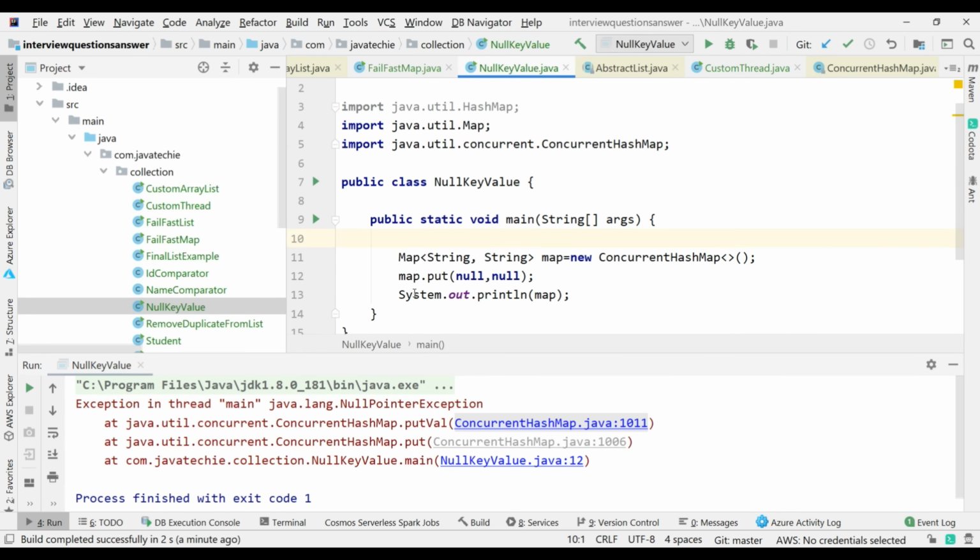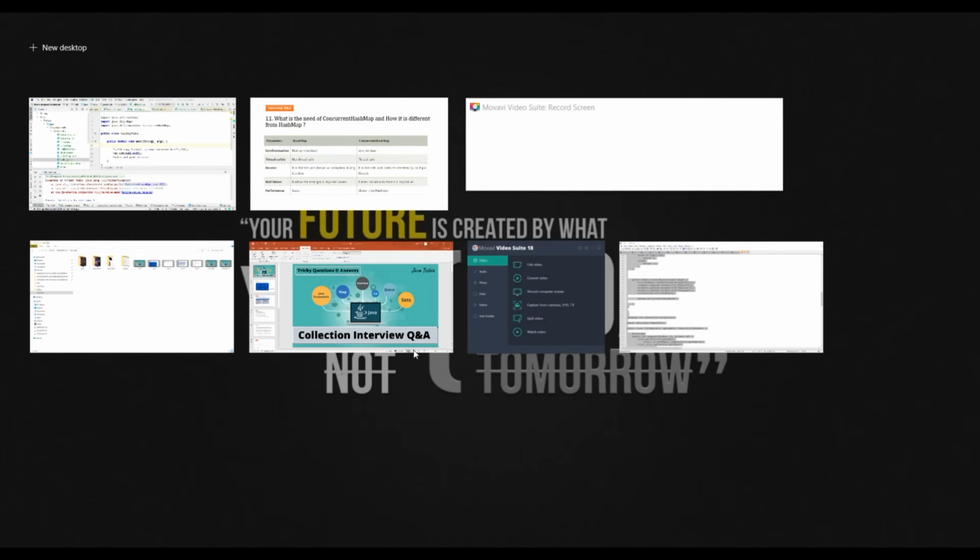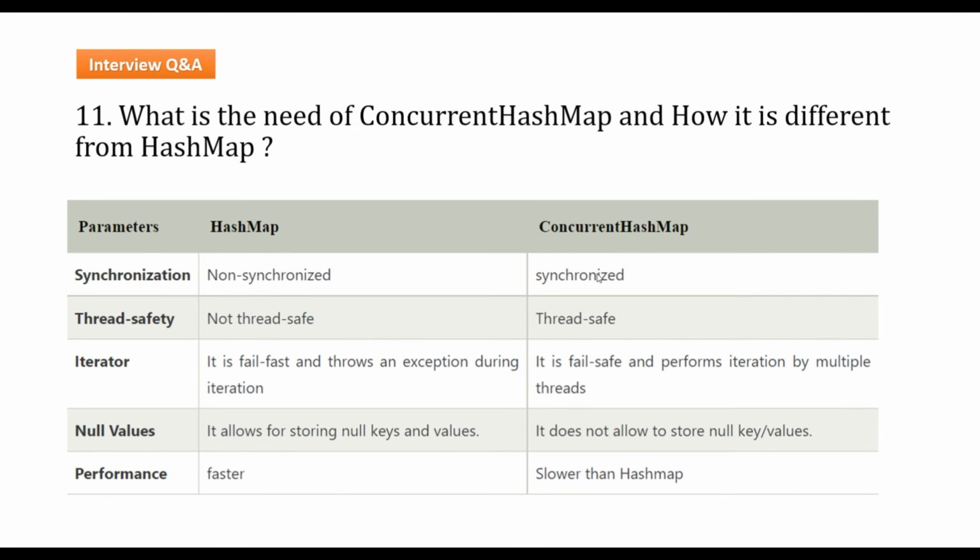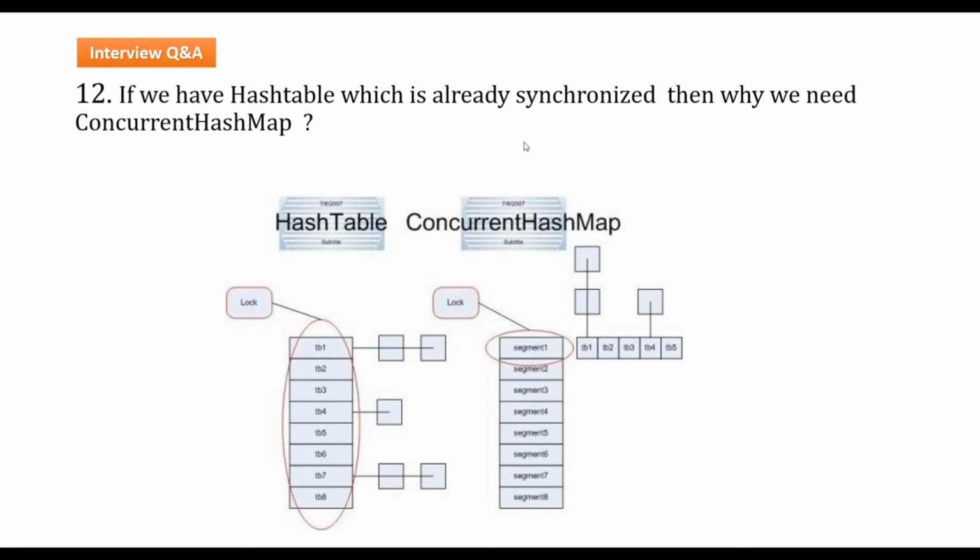Fine. Now the next question from the interviewer, if we go back to the slide: we understand this ConcurrentHashMap is synchronized, right? But the interviewer can ask, if we have Hashtable which is already synchronized, then why do we need ConcurrentHashMap? Because Hashtable is already synchronized and ConcurrentHashMap is also synchronized. Then what is the difference between these two?